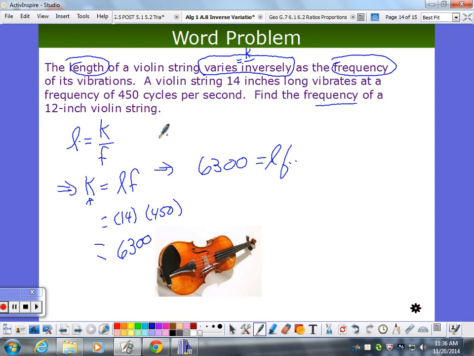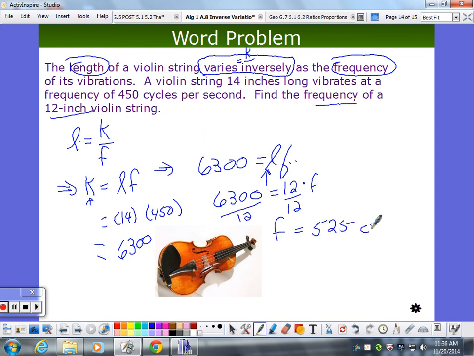Find the frequency if it's 12 inches long. So they're giving me a length. 6,300 equals 12 times the frequency. Now I can divide by 12. The frequency is 6,300 over 12. I did that, and I got, see if you do too, 525. My units are cycles per second. So it's very similar to the direct variation.